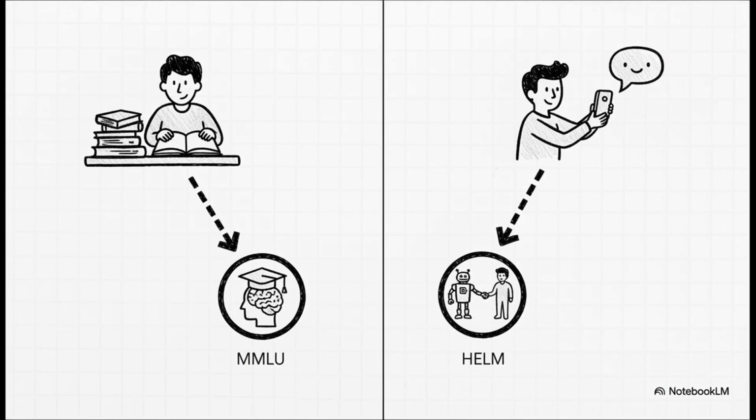So why does any of this actually matter to you? Well, because understanding these tests helps you pick the right tool for the job. Simple as that. If you need an AI for research or a task that requires a ton of knowledge, a high MMLU score is a really good sign. But if you're building, say, an interactive chatbot, a model that scores well on HELM's holistic metrics is probably going to be a much better bet for you.